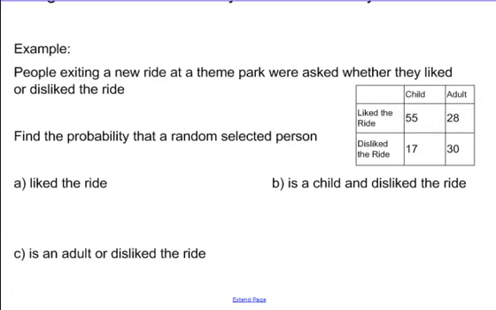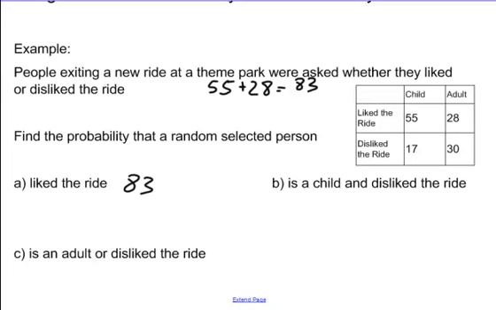So if we add up 55 with 28, that equals 83. So we have 83 people who like the ride. But how many is that out of? We don't know how many that's out of. So we have to add up all of our different people that were surveyed in order to find the actual probability that a person liked the ride.